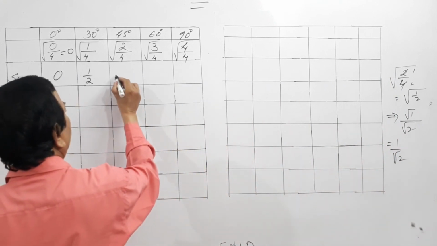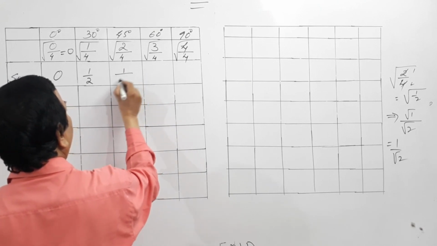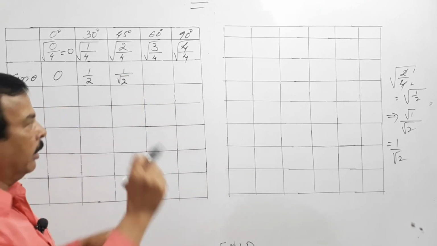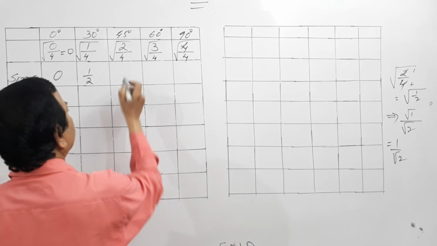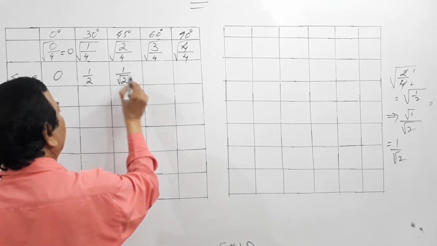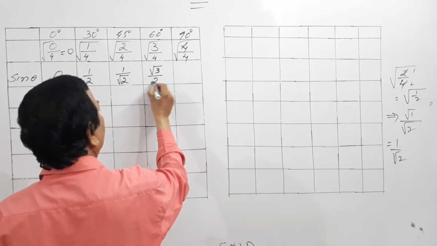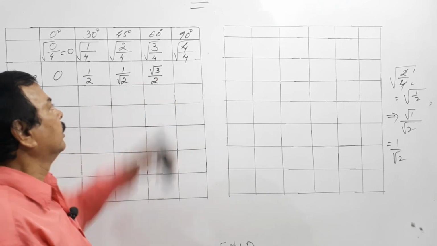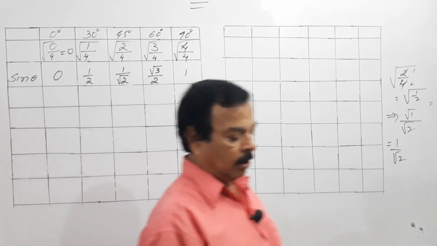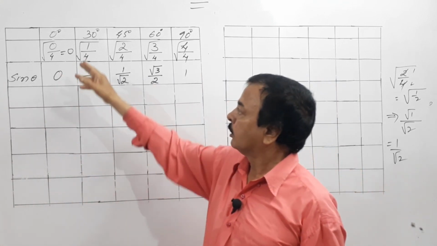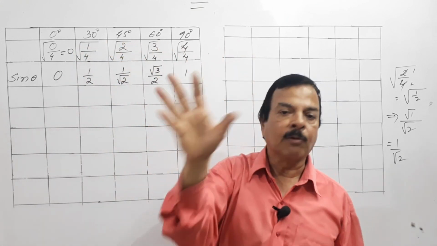So write 1 by root 2. I don't have grip, so I am not able to write correctly, but anyway you are trying to understand this. 1 by root 2, and this becomes root 3 by 2, since when 4 comes out it becomes 2, and this becomes 1. The moment we get all the values of sin 0, sin 30, sin 45, sin 60, sin 90 degrees, the rest is a cakewalk, it's child's play.